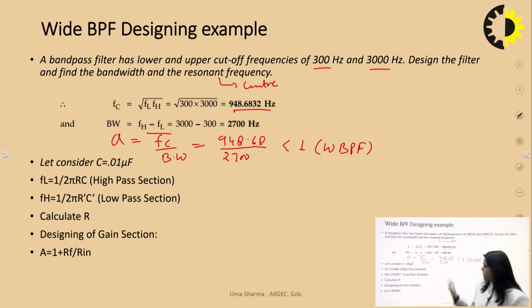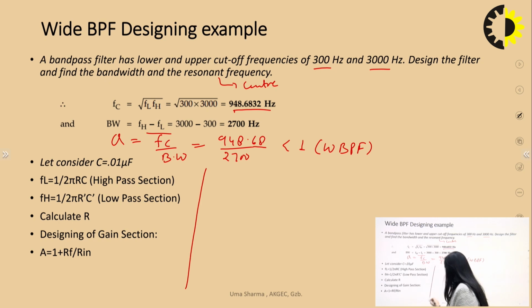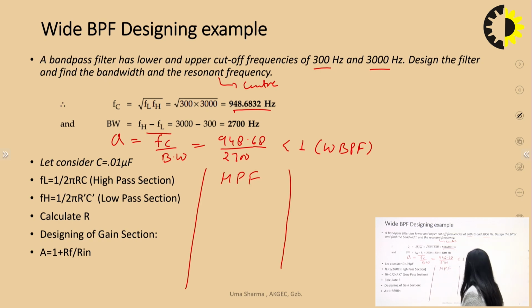So from this question, it is clear that we have to design a wide band pass filter. If this quality factor comes greater than 10, then definitely we have to design a narrow band pass filter. So let's see how to design the wide band pass filter. We have to design two sections, a high pass filter and a low pass filter.